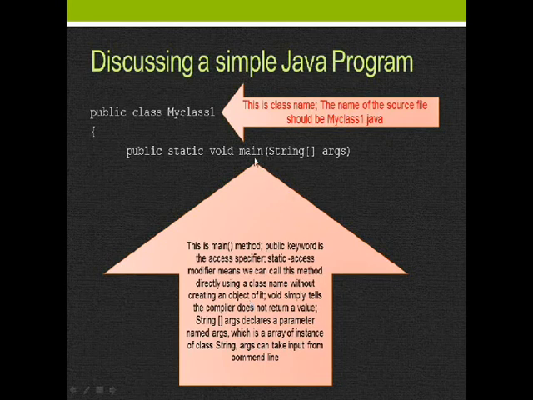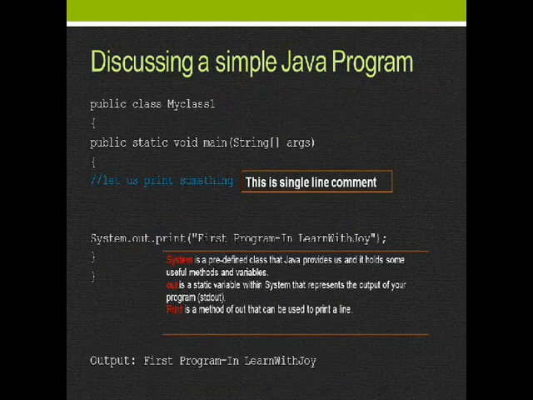That is, the main function does not return a value to the compiler. String args declares a parameter named args, which is an array of instances of class String. Args can take input from the command line, from the console. Now in the third line, this is the single line comment. Any statement starting with two slashes should be treated as a comment line.